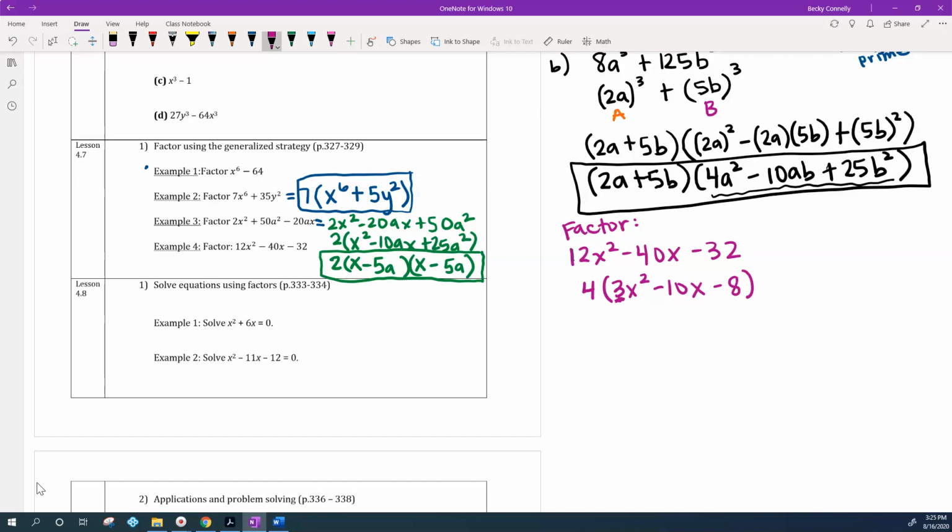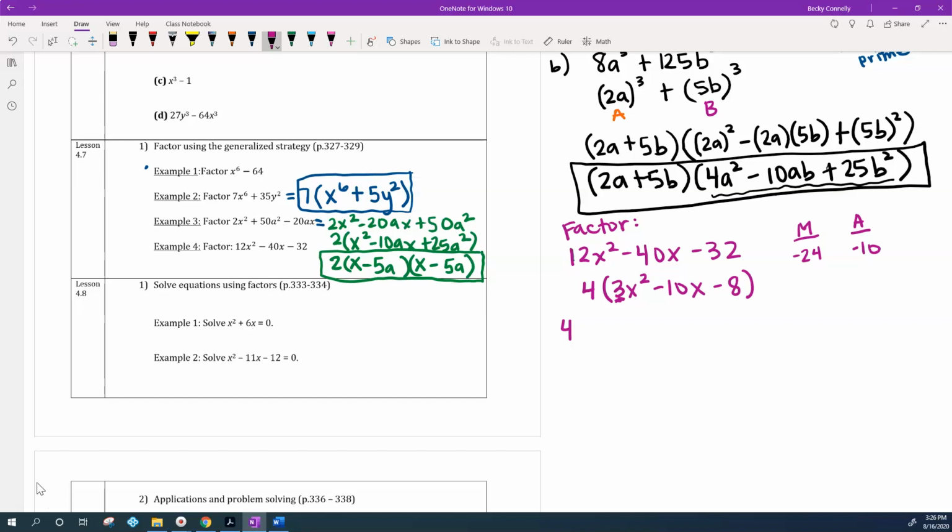So this is where I have to do the a times c method, where I'm going to multiply my 3 and my negative 8 together and make it into a 4-term polynomial before I can factor it further. But I've got to make sure I remember this 4 that's out in front. It's easy to forget about. All right, I'm thinking 3 times negative 8, so I'm thinking what multiplies to be negative 24 that adds to be negative 10.